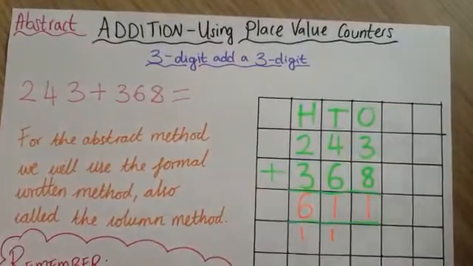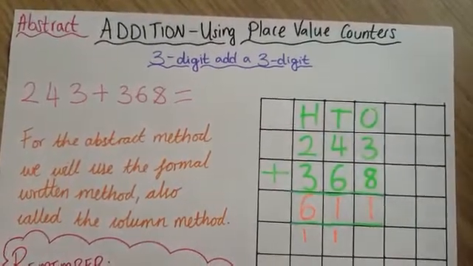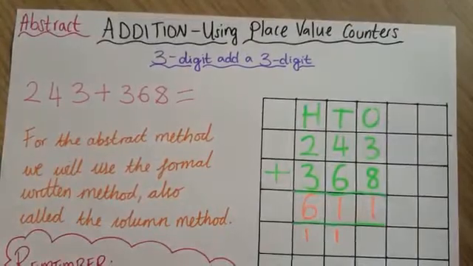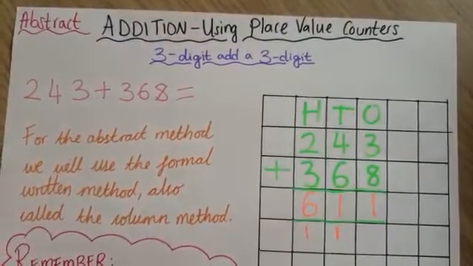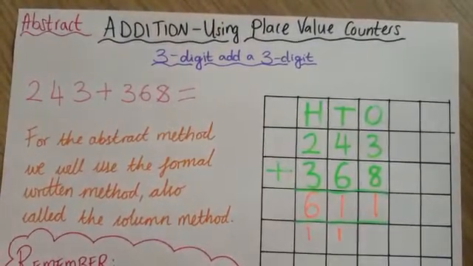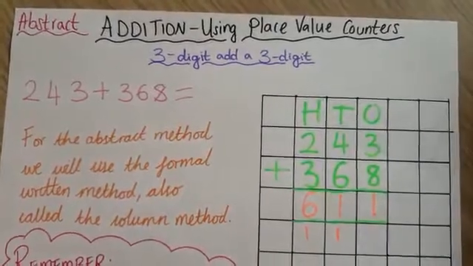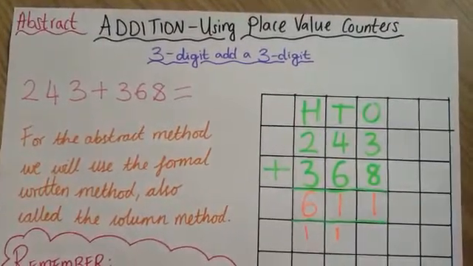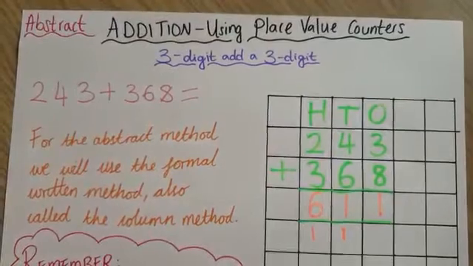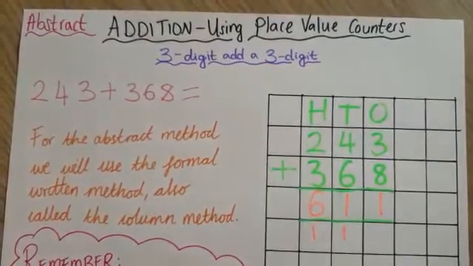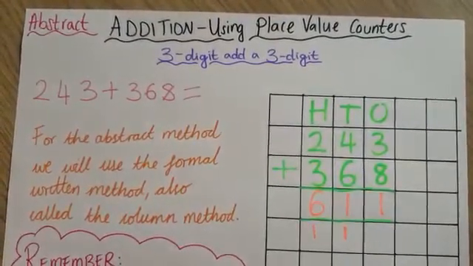If the children are not understanding this abstract method and using this formal way, you will need to go back to doing it pictorially or using the base 10 concrete manipulatives. Do not move the children onto this stage until they are secure and understand the other two methods first.